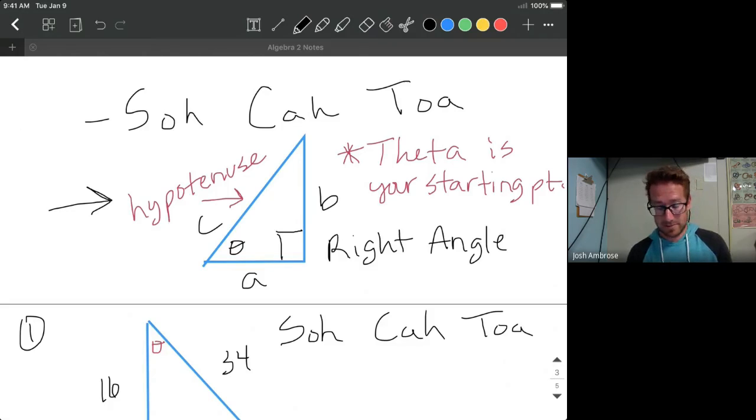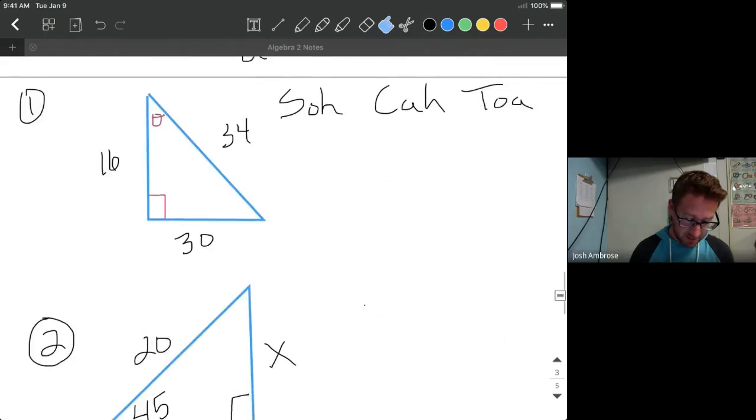For cosine, again, you start at theta. A stands for adjacent, which is just a fancy word for next to. The side next to theta is A, and you divide that by the hypotenuse, which is C. Then for tangent, it's opposite divided by adjacent. In this case, what is opposite theta is B, divided by what is next to or adjacent to theta, which is A. You're going to see how that all plays out in example 1.